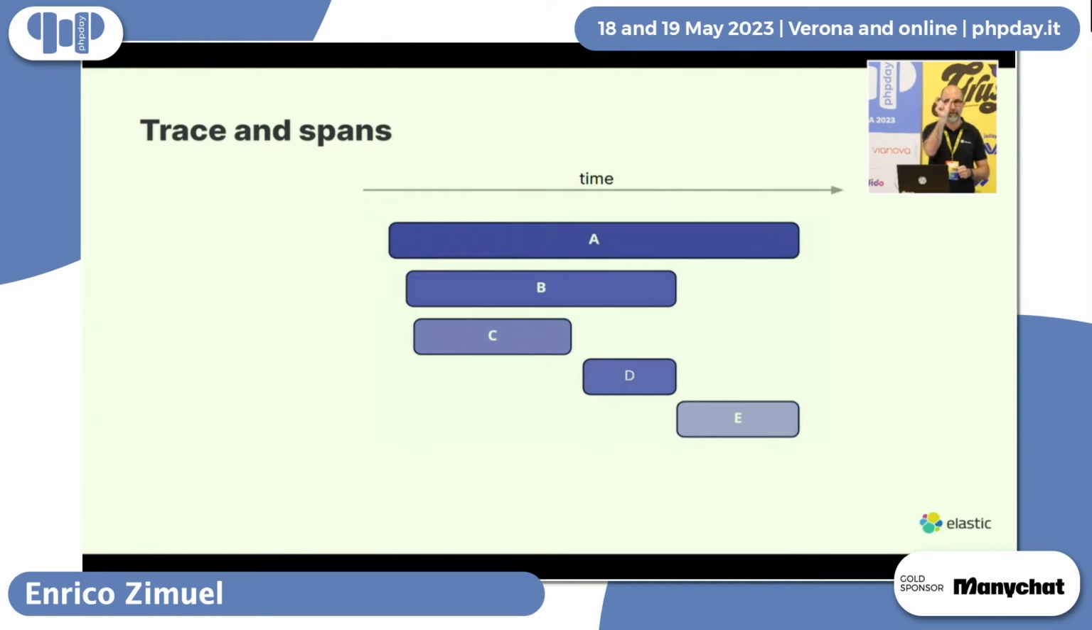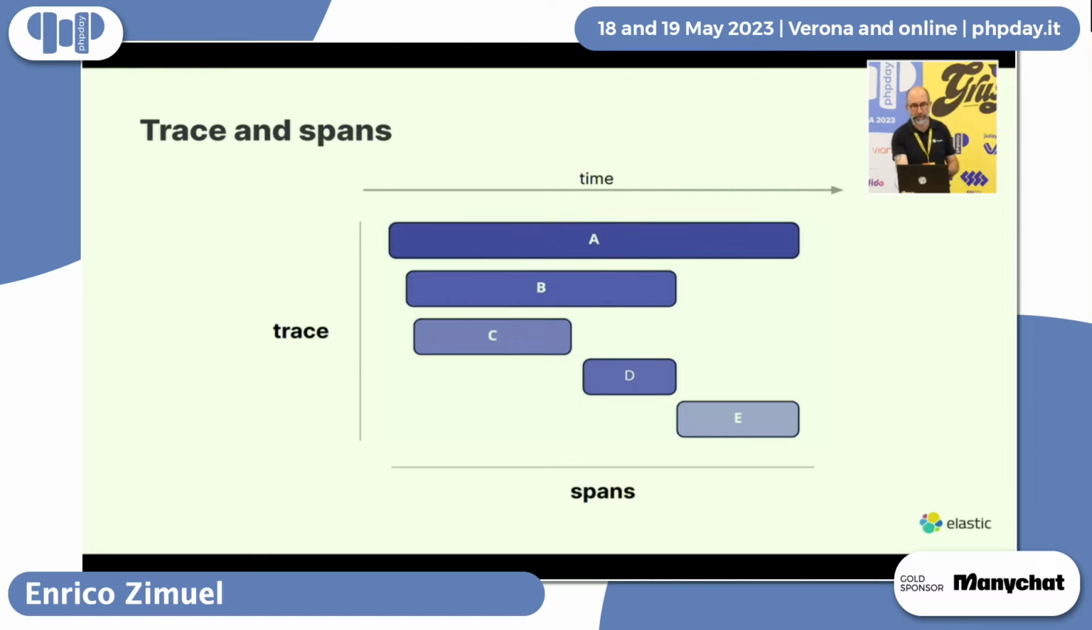Remember, each span has a start and stop timestamp. So we can easily aggregate this information with this visual UI. So basically, this is the trace, and these are the spans. Very simple. This is also called a waterfall diagram.